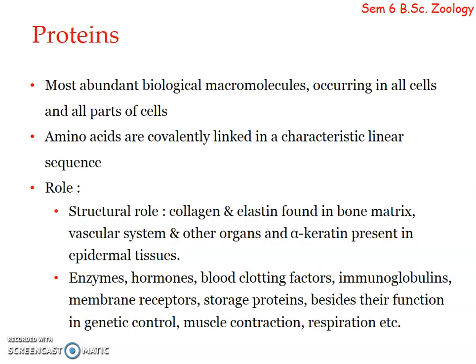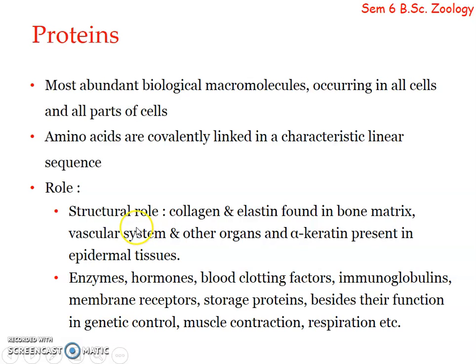So, proteins are the most abundant biological macromolecules occurring in all the cells and all parts of cells, and they are actually made up of amino acids that are covalently linked. What is the major role? Okay, you have been learning about proteins from your lower classes whenever you have been studying about the diet, food, and all. So, what is the role of protein in the body?